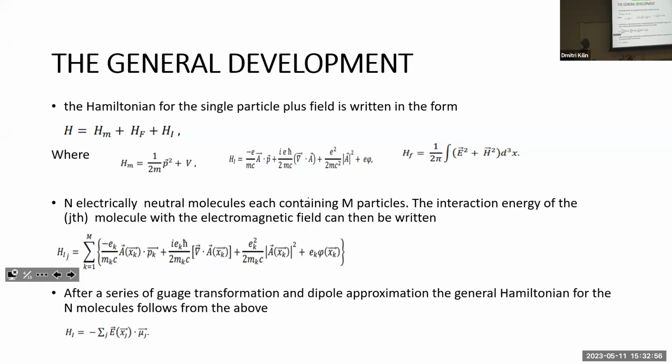From this, can you start from the beginning of your slide? You have 3 terms there. Can you just recall what this notation means? HM, HF, HI. Okay. So HM means the Hamiltonian of the molecule, HF the field, and HI the interaction. And this is the popular Hamiltonian, which follows the potential energy plus the kinetic energy.